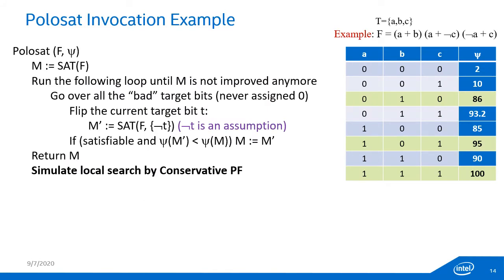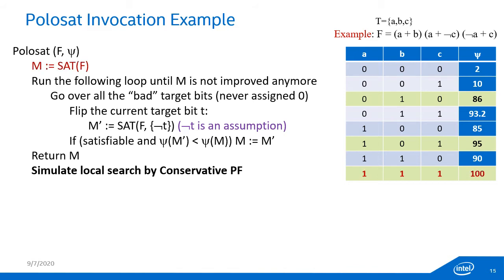Here is an example of PoloSAT invocation. We have the input on the right-hand side. We have the same formula f we have already seen, and the same function psi, which serves as the objective function for our example. And here psi is strictly monotone in t, and we assume that t consists of all the variables for the sake of this example. And let me remind you that there are three models to f, and the models are colored by the light green color here. So the three light green entries are the models.